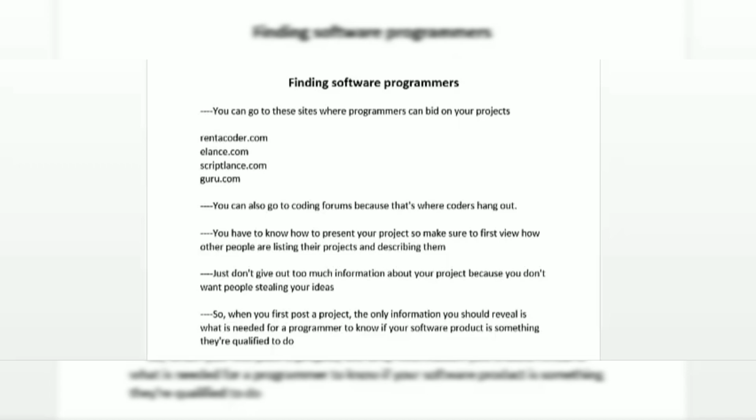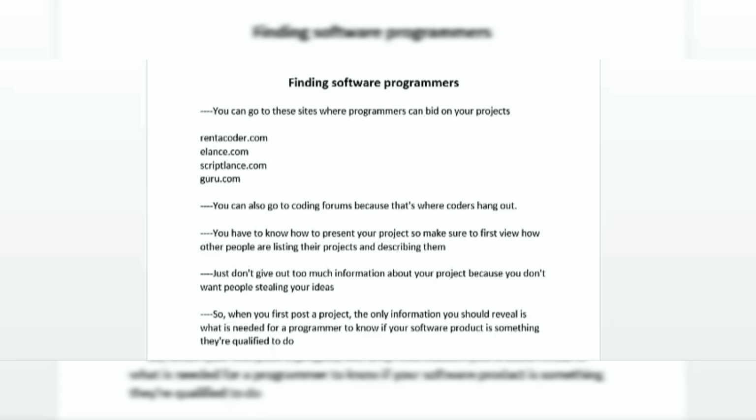Okay, so now when you visit these sites where programmers could bid on your projects, you have to know how to present your project. So make sure to first review how other people are listing their projects and how they are describing them on these sites. Okay, and you have to also be very careful. You don't want to give out too much information about your project because you don't want people stealing your ideas.